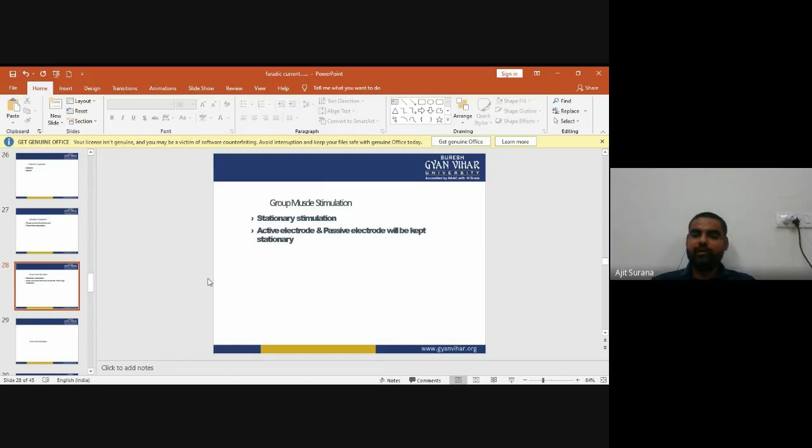So this is all about group muscle stimulation, which makes all the muscles of a group work together and is a satisfactory method of re-educating the action of muscles.